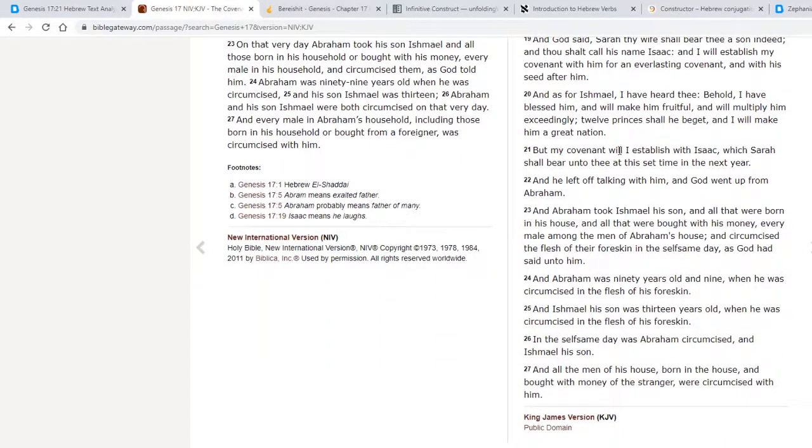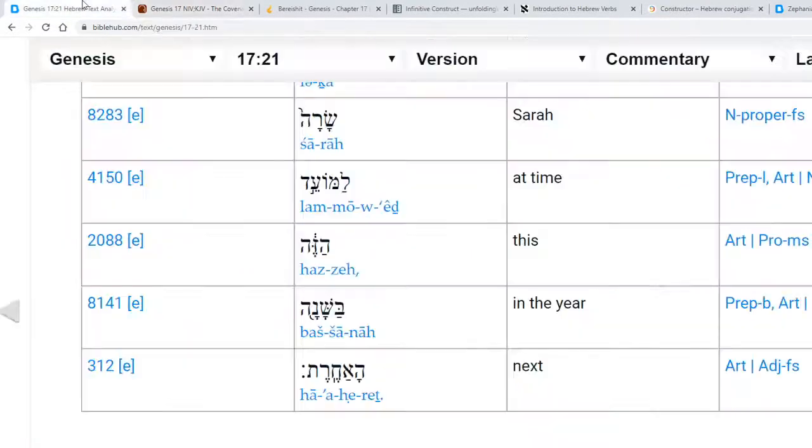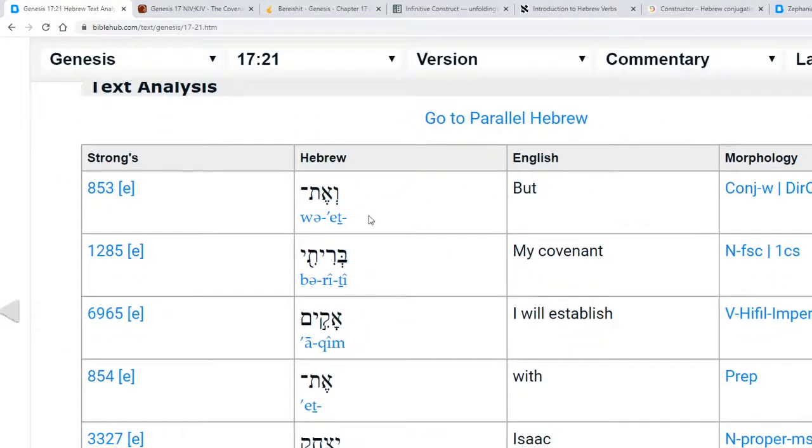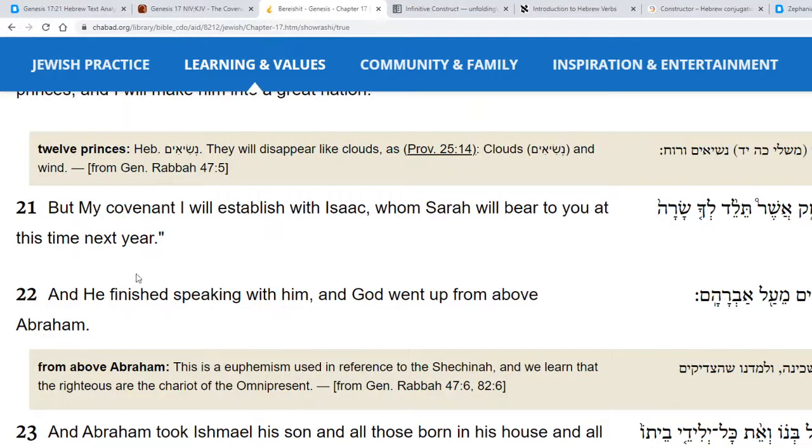Verse 21, King James: But my covenant will I establish with Isaac, which Sarah shall bear unto thee at this set time in the next year. Okay? But my covenant I will, and the reason they're translating the conjunctive vav as but is because sometimes that's what makes sense, and here it does make sense. Another translation: But my covenant I will establish with Isaac, whom Sarah will bear to you by this time next year. Okay. Chabad: But my covenant I will establish with Isaac, whom Sarah will bear to you at this time next year. Okay.